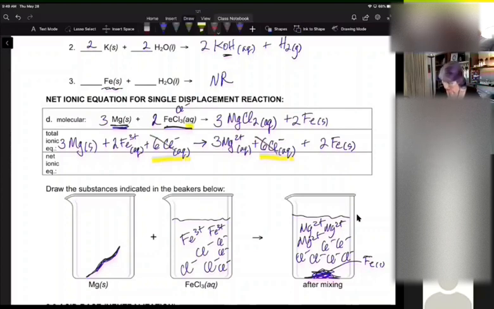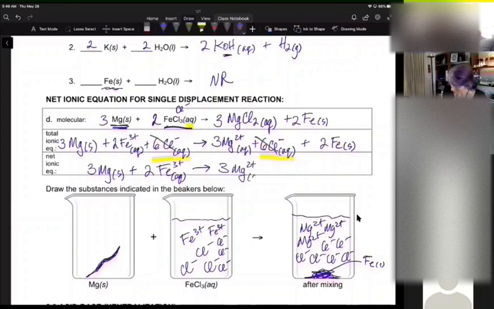So let's write our net ionic equation. We have 3 magnesium solid plus 2 Fe aqueous 3+, goes to 3 magnesium 2+ plus 2 iron solid. Those are totally different, right? One has a magnesium solid, the other one has an iron solid. And these we can think of as that transfer of electrons. We can show that transfer of electrons.